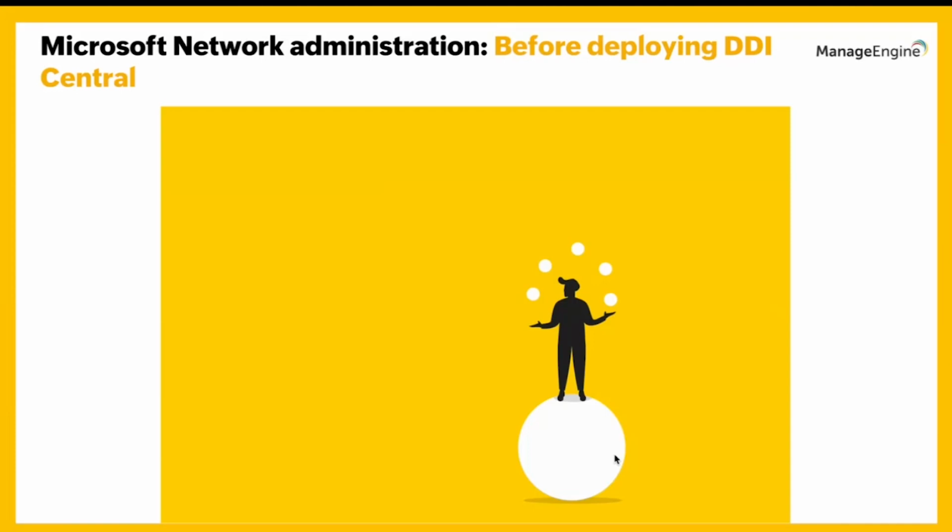I hope this image resonates with many of you. It's a tedious balancing act that requires high precision, agility, and above all, an incredible amount of time and effort. The risk of dropping a single ball is high. And what about the consequences? Well, they could range from minor disruptions to major network outages, impacting your organization's operations and productivity.